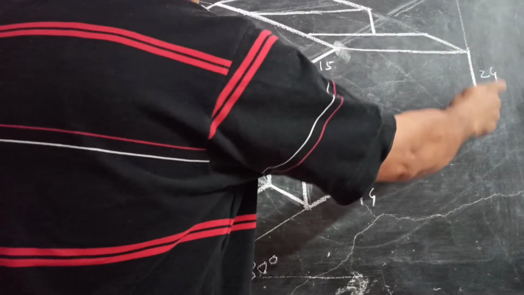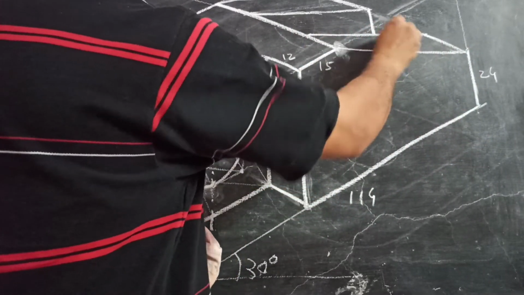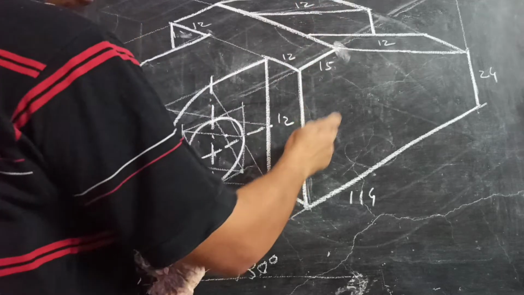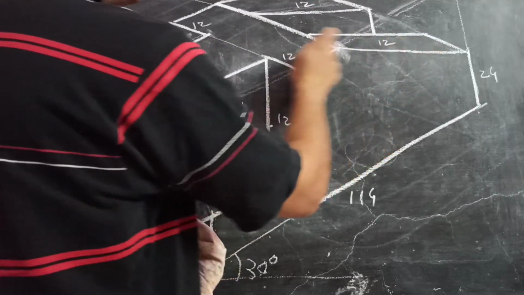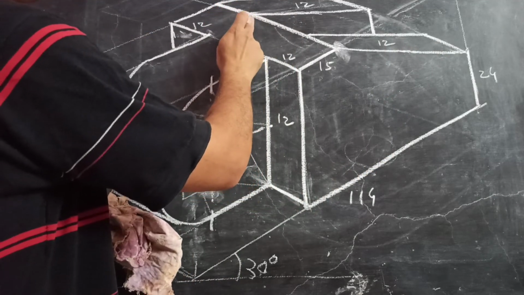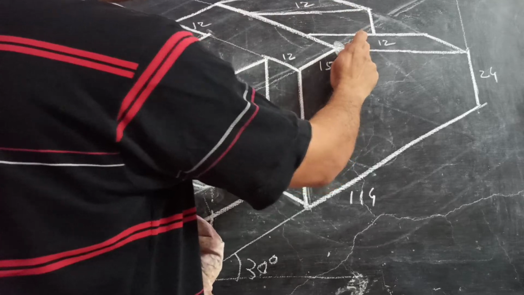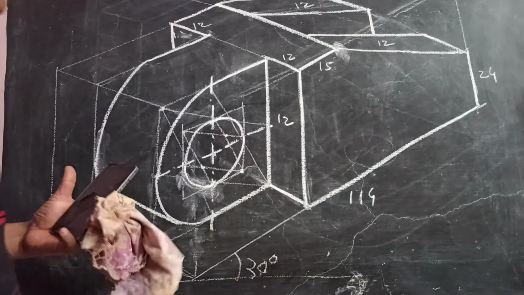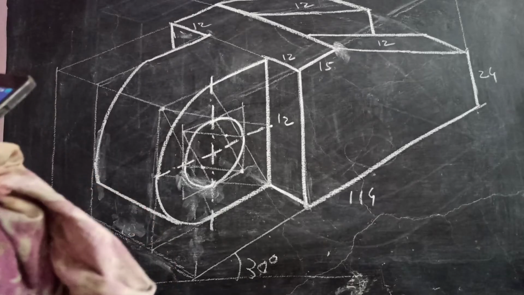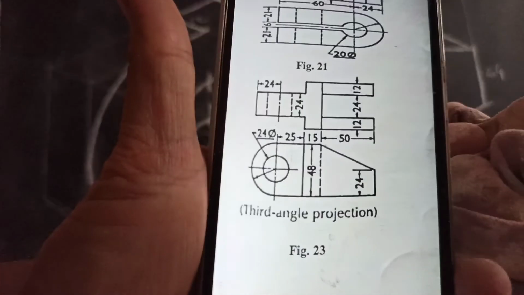So 24, you can draw a line. Then this is again 12, this is again 12. So from 12, from this point, draw a line parallel to this. Then on this corner again get this 12, draw a line parallel to this, join this with this, and you can get a vertical line. So this is the solution for problem number 23, this one. Okay, thank you.